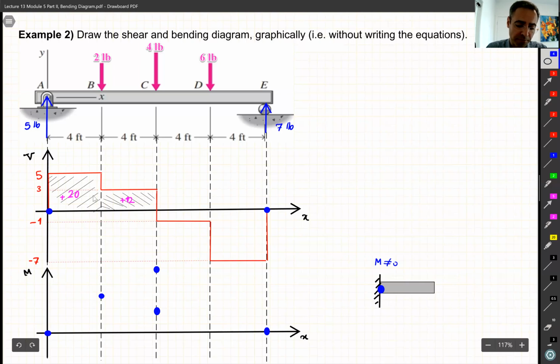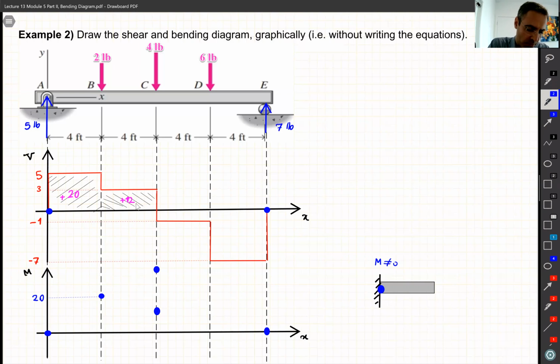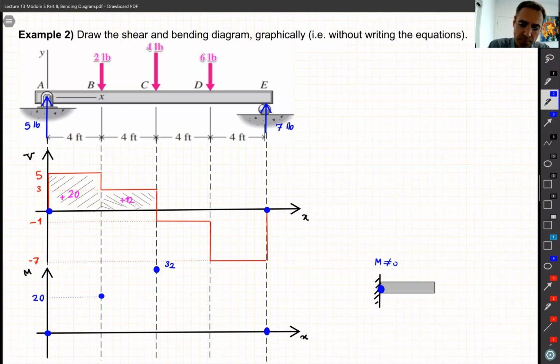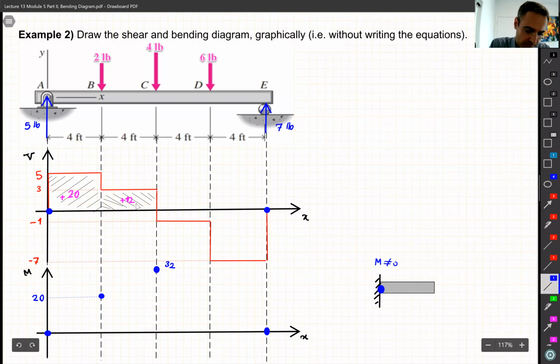From the beginning to the first boundary, the area is 20, so this point is 20. All right, then to the next point, I add another 12. It means I'm getting to, let me write it down here, 32. And this guy is not correct, all right? Be careful not to make mistake. So let's move on, and then we need to be careful.